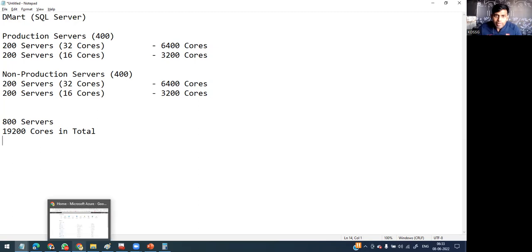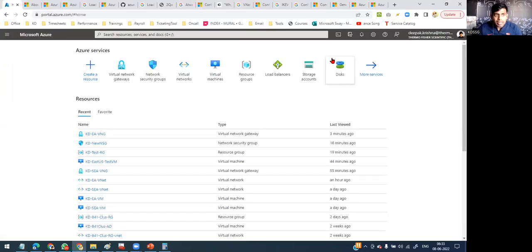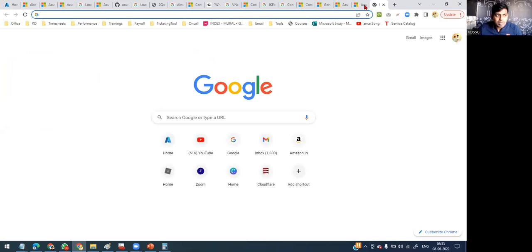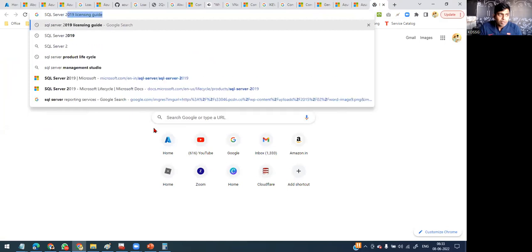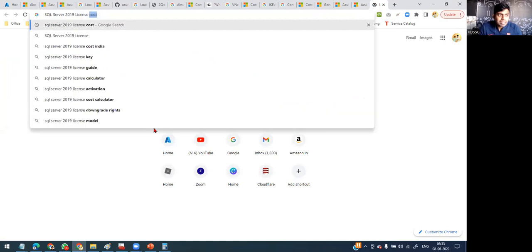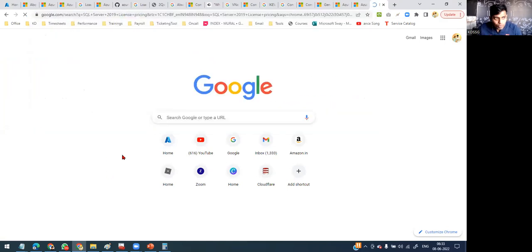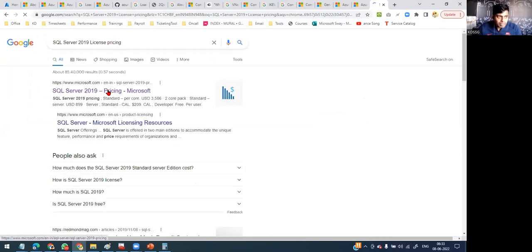Now, let's do a small calculation. The next question is, how much is the cost of SQL Server? Yesterday, some of you shared the SQL Server 2019 licensing link. If you go to that link, sir, you will get the pricing.